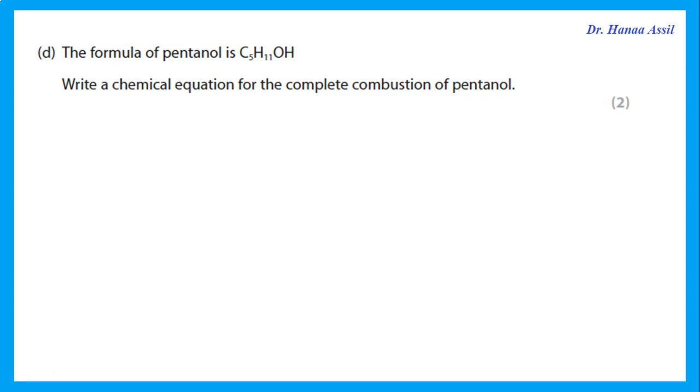Okay, the formula of pentanol is this. Write a chemical equation for the complete combustion of pentanol. Complete combustion means we're going to react it with oxygen, and this gives carbon dioxide plus water. This is what we have when we do complete combustion. Then we have to balance.